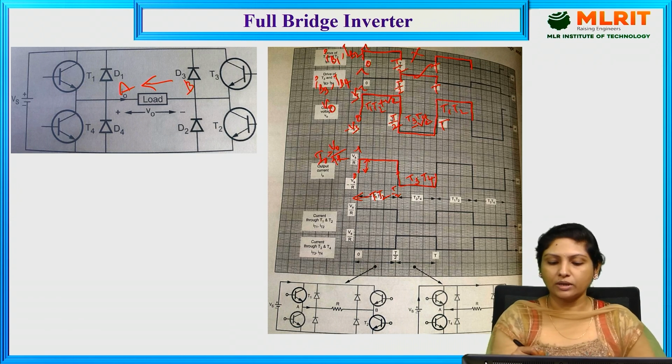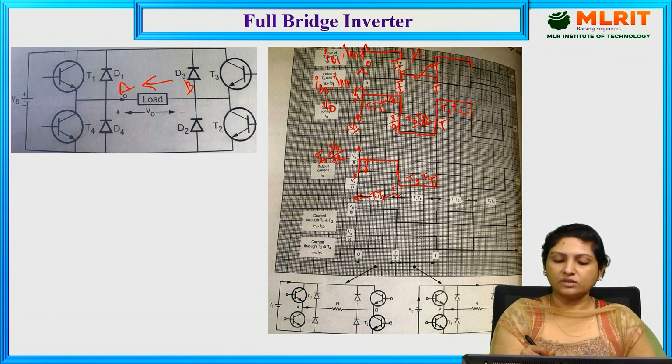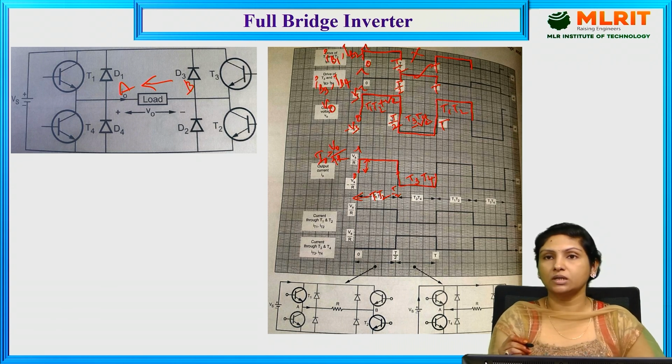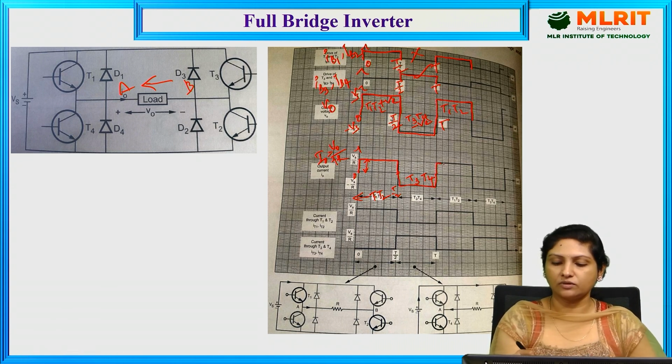So we get the output current from instant T by 2 to T. And again at instant T, we provide the base drive for transistor 1 and 2.